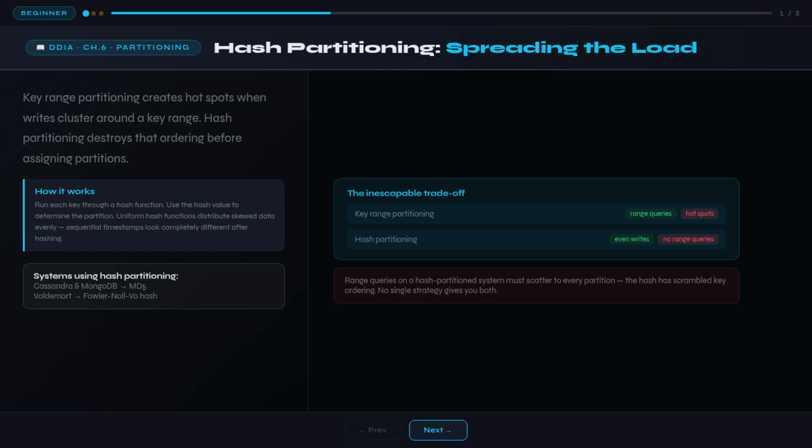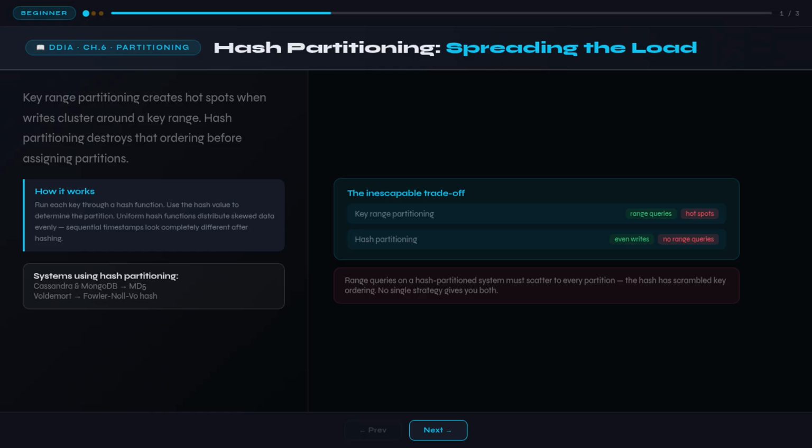Hash partitioning solves the hotspot problem for evenly distributed key spaces. But it destroys the range query efficiency that key range partitioning provides. If you want all records with keys between A and B, in a hash partition system you have no idea which partitions hold those records, because the hash function has scrambled the key ordering. A range query must scatter to every partition and merge the results. This trade-off is inescapable. You can have efficient range queries, or you can have even write distribution, but the same partitioning strategy can't give you both.